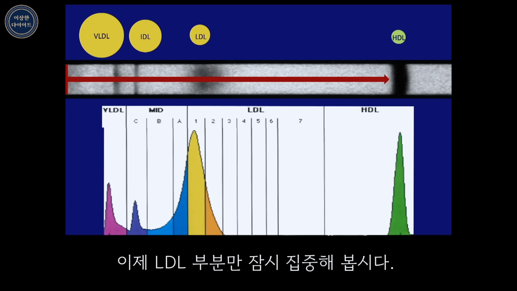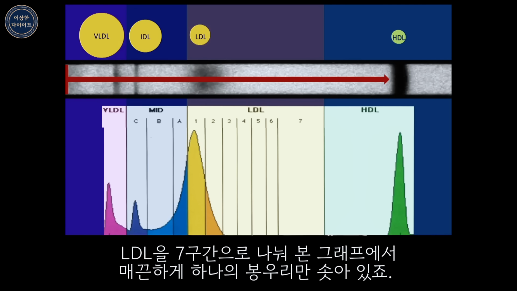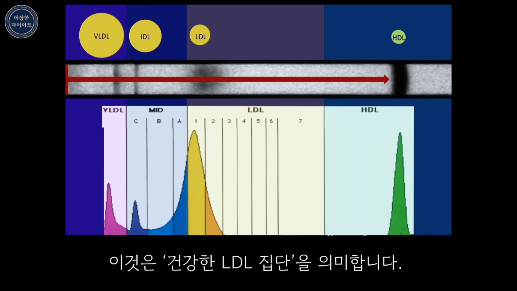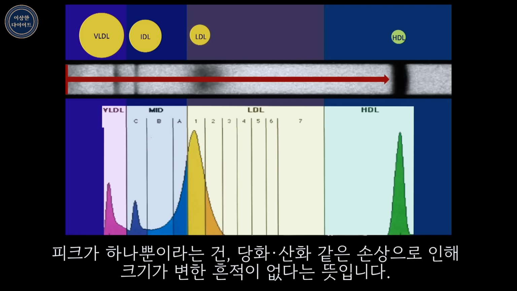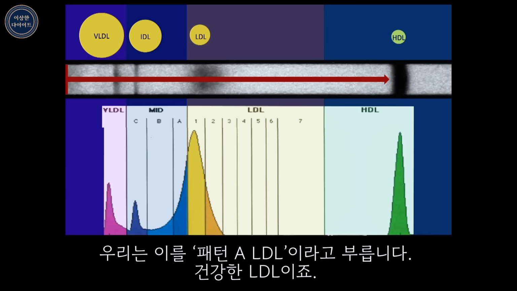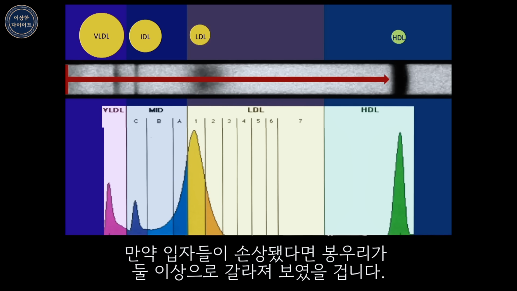Now, I just want to focus for a moment where it says LDL, when we've divided it into 7 sections. And I just want you to have a look at the peak. It's a nice, smooth peak. There's only one peak, and this is because it represents a healthy population of LDL. The fact that there's only one peak means that there's not been any change in size due to damage of the LDL. They've not been glycated, they've not been oxidised. And this is what we call a pattern A LDL. This is healthy. Now, if the particles were damaged, I would expect to see more than one peak.